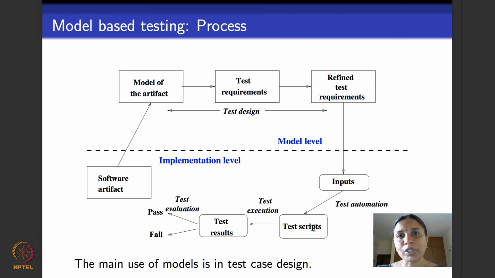You remember in the last module we saw this step called test automation. So I do test automation and get the test scripts which are ready for execution. Then I use a tool to execute these test scripts and observe the results. And then I conclude whether the test cases have passed or failed. So this is the normal process of testing that we saw. The only difference here is that while designing test cases, I have a particular model of the software in hand, and I design test cases for a set of test requirements on that specific model of the software. Here, my main use of models is to be able to do test case design.